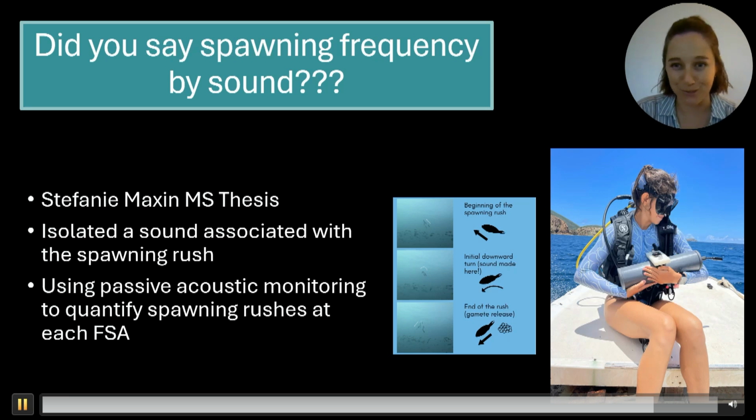And I just want to close by plugging this really cool thing that my graduate student, Stephanie Maxon, has been able to uncover. So you might have noticed I said we're looking at spawning frequency by sound. And what's really amazing is that Stephanie has been able to isolate and identify a sound associated with the yellowtail spawning rush. So when the yellowtail female goes up and flicks back down really quickly, that flicking back down actually makes a sound. And Stephanie has been able to consistently identify that sound, and we're looking into using passive acoustic monitoring to quantify the number of spawning rushes that occur at each spawning aggregation. And we're hoping that'll give us a better idea of differences in the spawning output of the different aggregations within the bay.